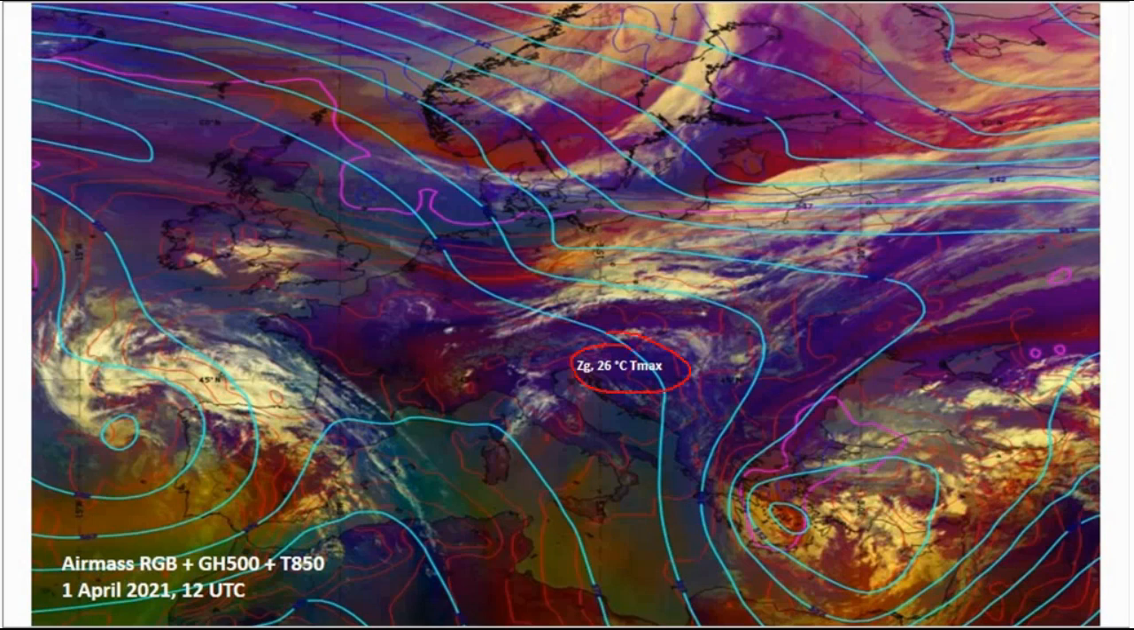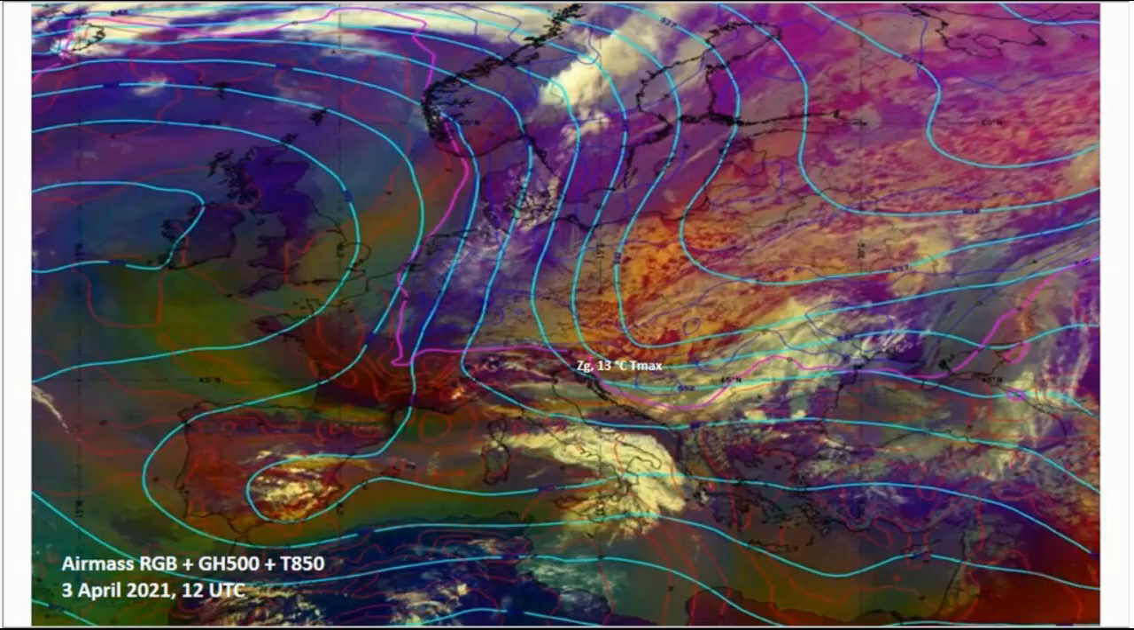So I have marked here Zagreb 26 degrees centigrade maximum temperature for the day. This is the air mass RGB that you know very well. We see here again these structures, the cyclones, this very convective area under this upper level low. The trough and the ridge, where the trough is pushing the ridge away, and we will lose this very nice weather in the next day already in Croatia.